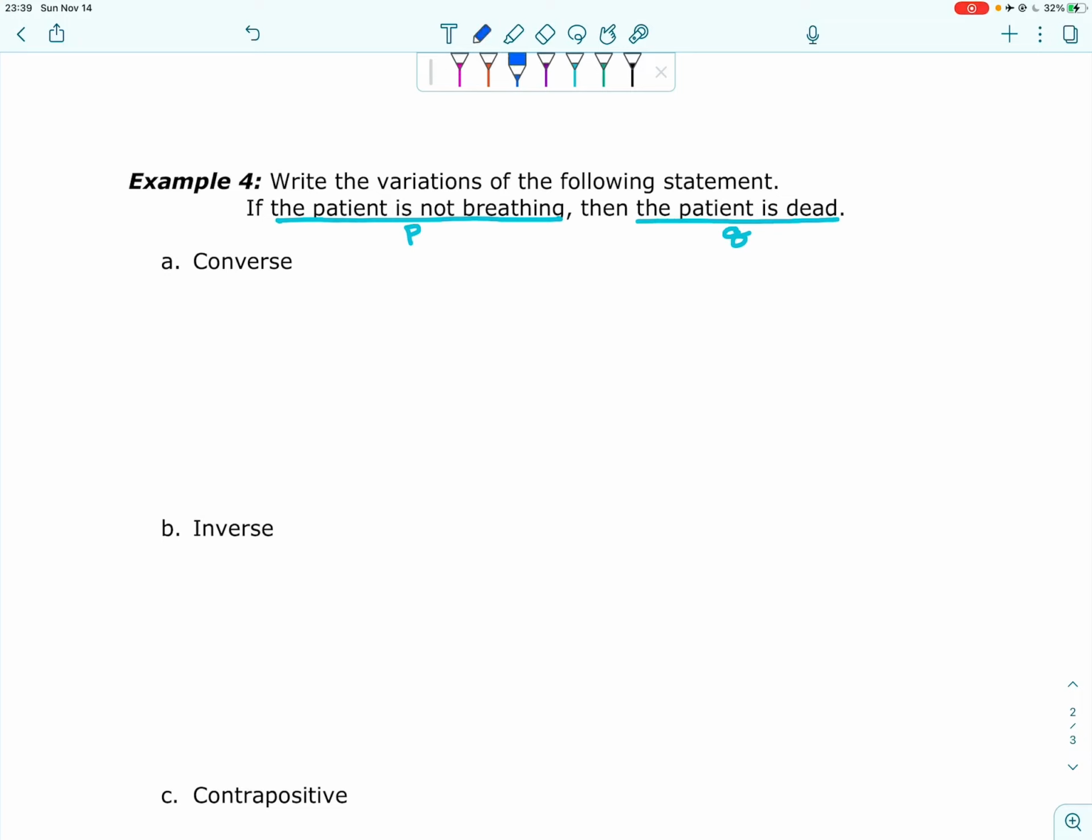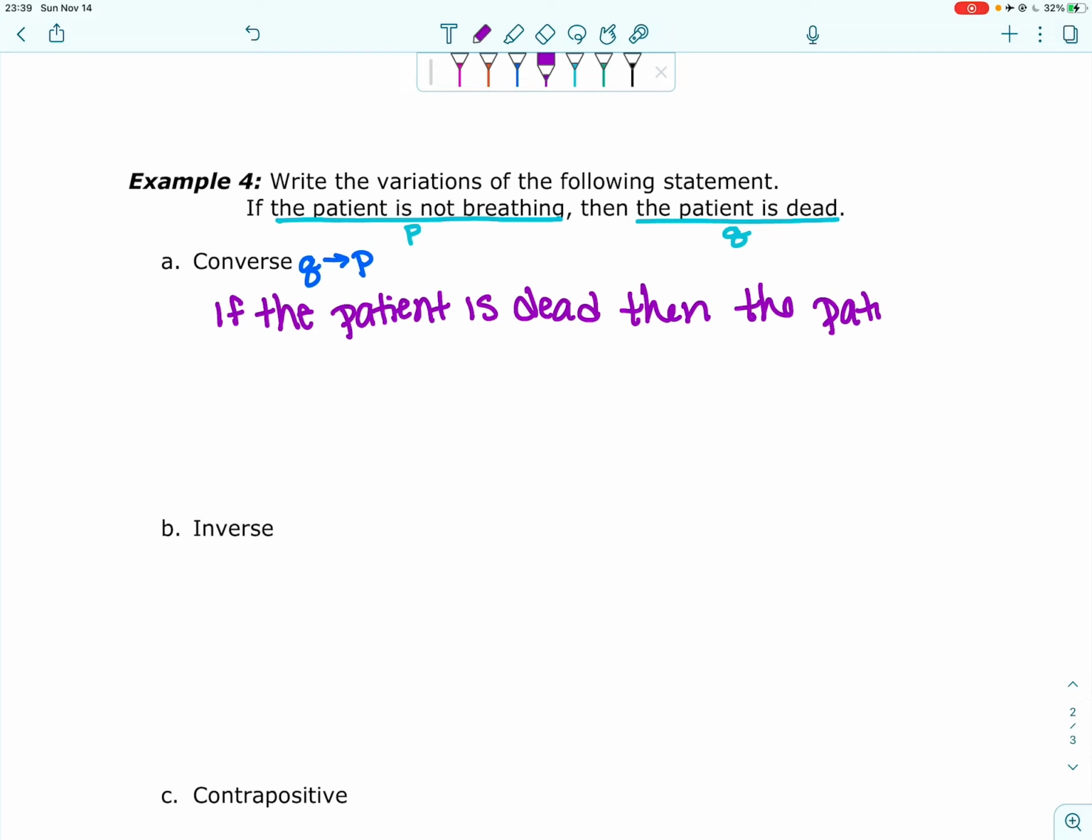So the converse says we're going to just flip-flop the order. So instead of P then Q, we're going to write Q then P. So as a statement, this is going to read, if the patient is dead, then the patient is not breathing. So I just flip-flopped where P and Q are.